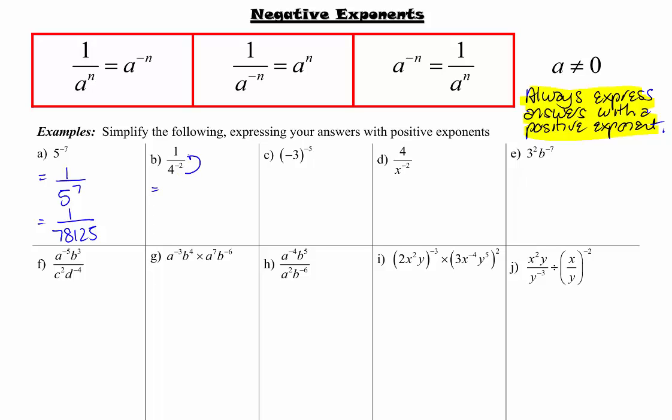Now, in the next one, the 4 to the negative 2 is in the denominator. So to make it positive, I move it to the top. So it becomes 4 squared. 4 squared is 16.